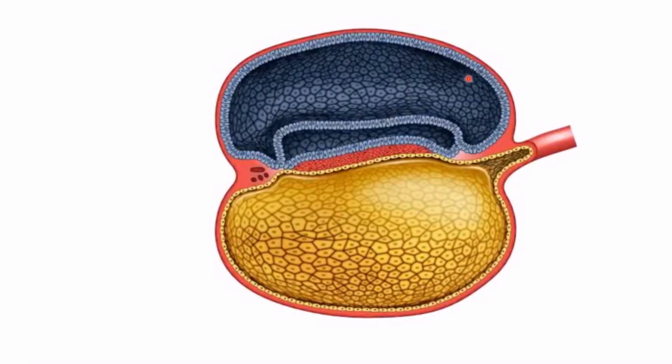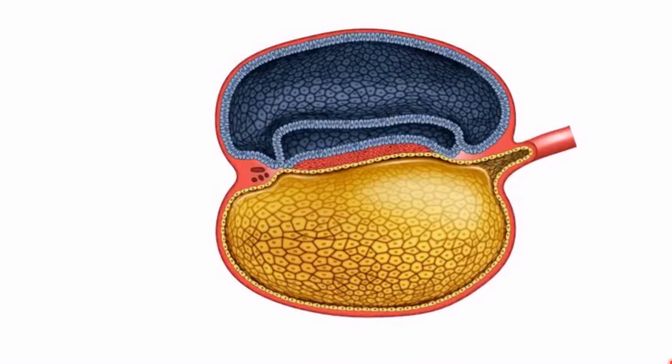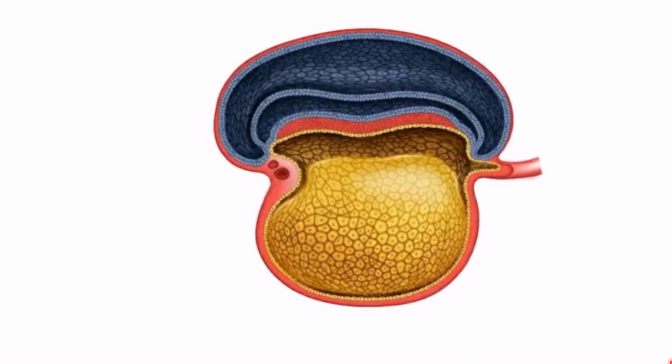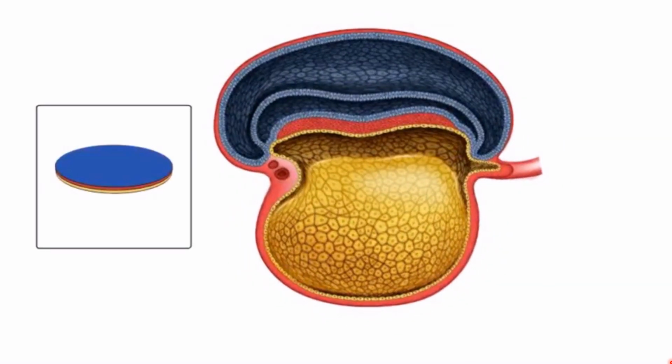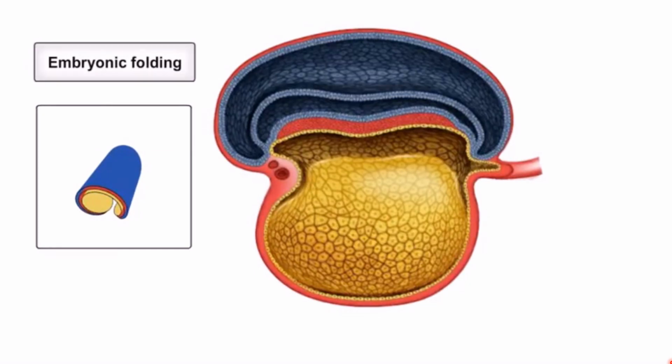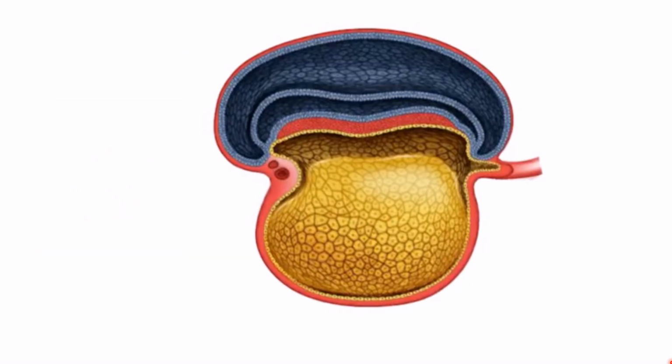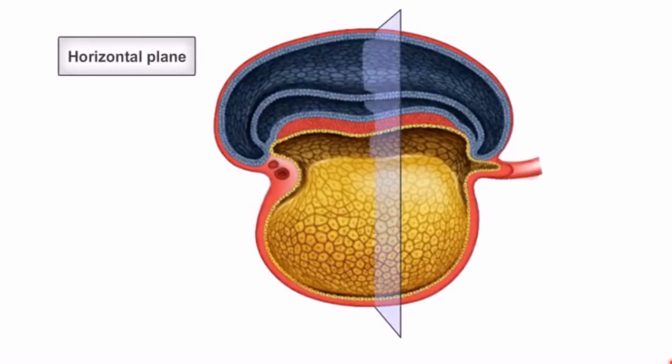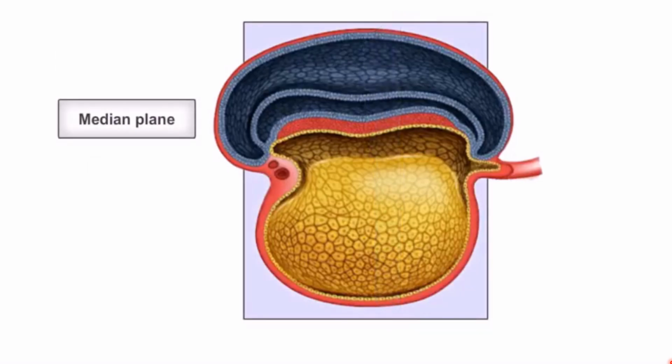During the 4th week of development, a period of rapid growth, the embryo begins to change shape from a flat trilaminar disc into a cylinder, a process known as embryonic folding. Embryonic folding occurs in 2 planes, the horizontal plane and the median plane, and is the result of differing rates of growth of the embryonic structures.